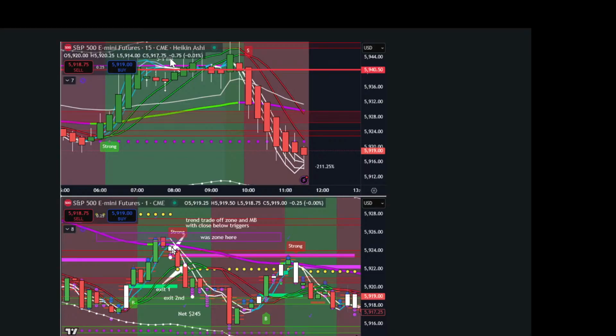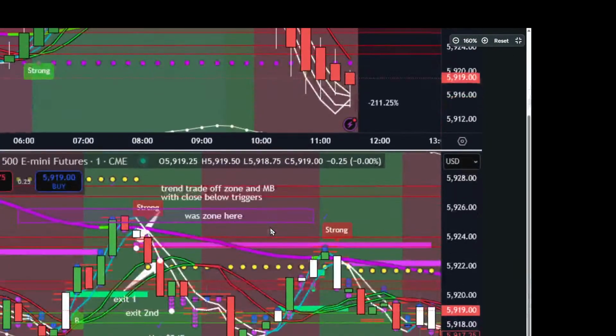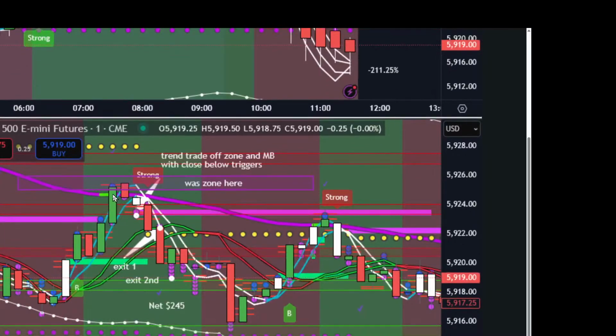I love the trend trades, guys. It takes a little bit of patience, because if you're anything like me, right here you want to go, but it's too soon. Right here you want to go, but it's too soon. And if you just get in on that close, man, it's easy. You take your first exit at the first bounce point, second exit at the second bounce point, 245, man.